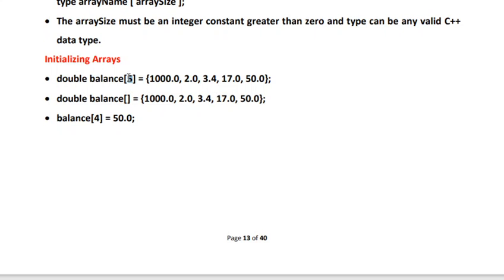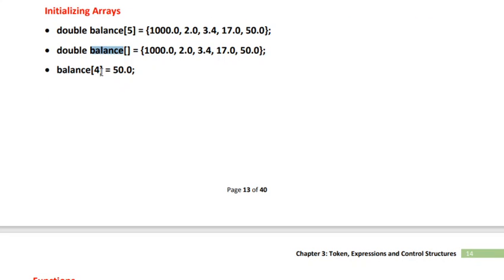Now, how to initialize an array? Here we have an array by the name balance whose size is 5 and it's capable of holding values of type double. The values are initialized here. In the second case, depending upon the number of values in the initialization, the size of balance will be determined. And if you want to initialize a specific location in balance, you can do it in this particular manner. So the fourth position in the array is initialized with 50.